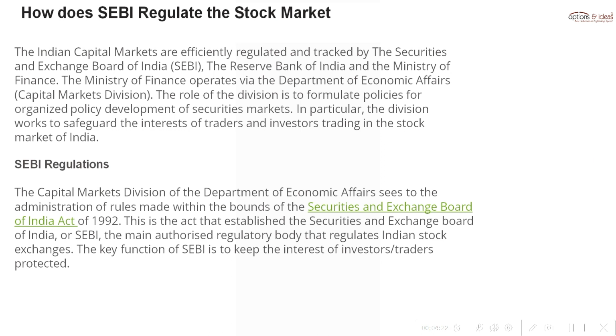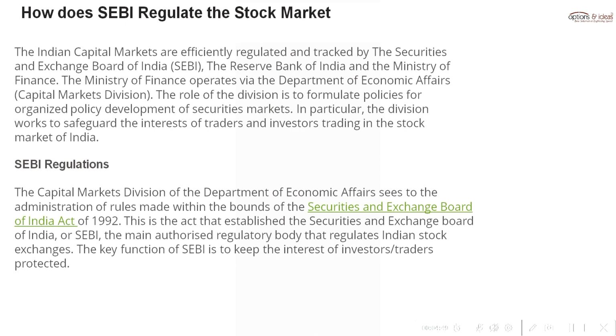SEBI regulations. The Capital Markets Division of the Department of Economic Affairs sees to the administration of rules made within the bounds of the Securities and Exchange Board of India Act of 1992. This is the act that established the Securities and Exchange Board of India, or SEBI, the main authorized regulatory body that regulates Indian stock exchanges. The key function of SEBI is to keep the interests of investors and traders protected. Here we can see SEBI's role.